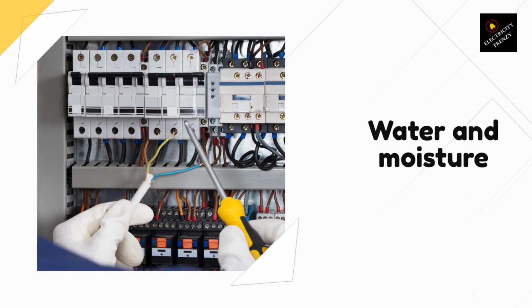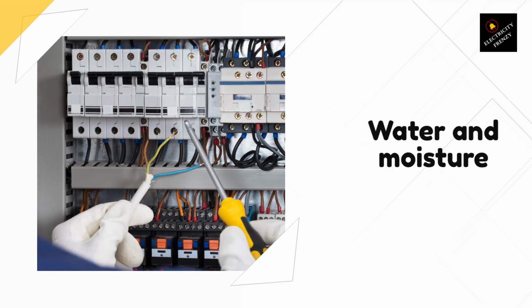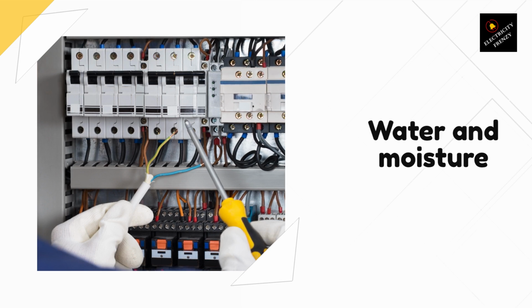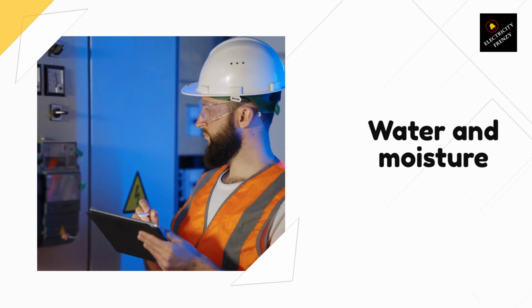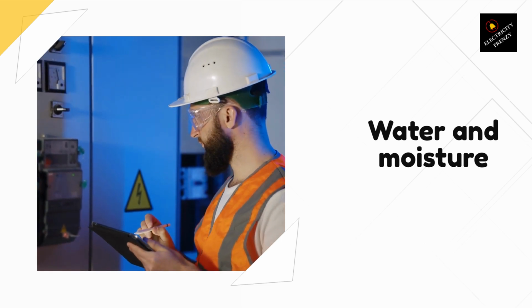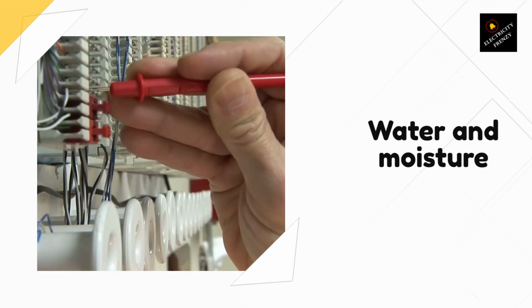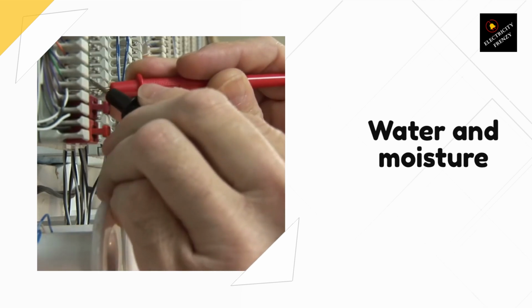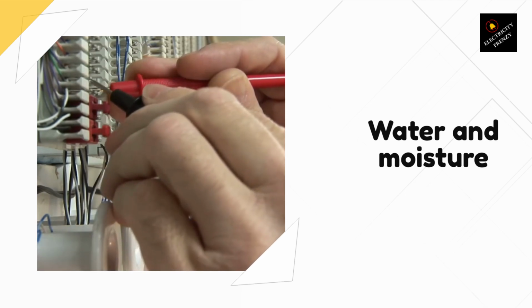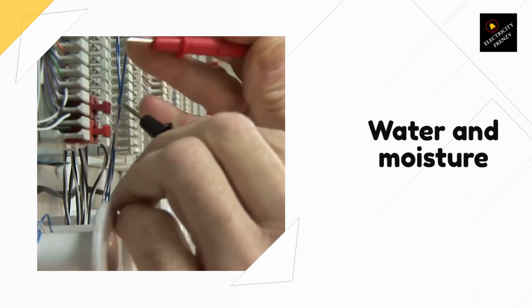When it comes to electric motors, the IP, ingress protection, rating plays a crucial role in protecting them from moisture and water ingress. The IP rating indicates the motor's level of protection against solid particles and liquids. It consists of two digits, with the first digit representing the level of protection against solid objects and the second digit indicating the level of protection against liquids.